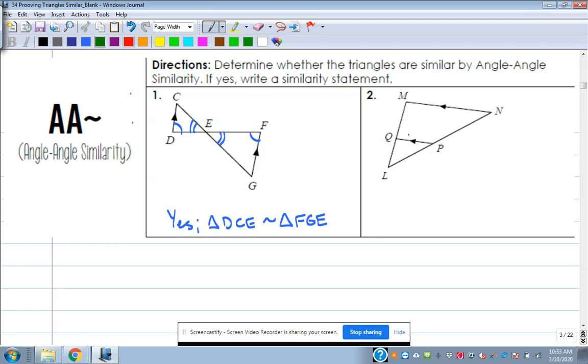Okay. LPQ and LNM are corresponding, so they're congruent because of the parallel lines there. That's true. Okay. L is congruent to itself. So that's two angles. That's all we need. We could get the other angles. If you didn't want to use L, you could have angle LQP congruent to angle LMN because they're corresponding as well. It doesn't matter which two you get, just get two and you get the similarity. So let's get the similarity statement for that one.